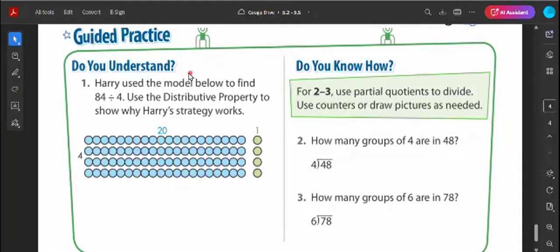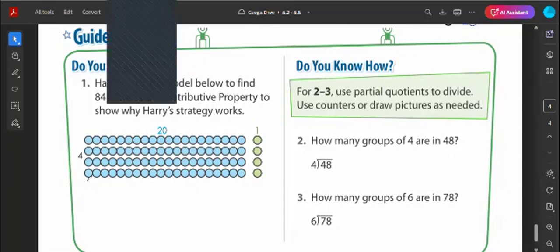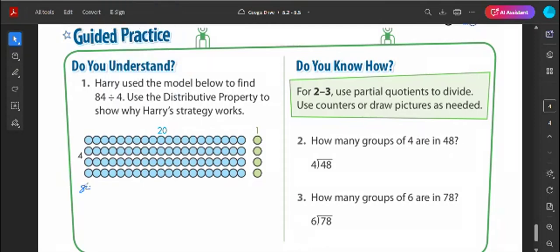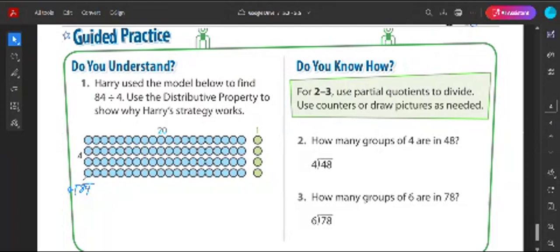And so it says here, use the distributive property. So let's go ahead and show the distribution. So 84 divided by 4, the way that we're saying it is 84 divided by 4 is equal to 80 plus 4 divided by 4, which is equal to 80 divided by 4 plus 4 divided by 4, and that's why there's a group of 1 there.